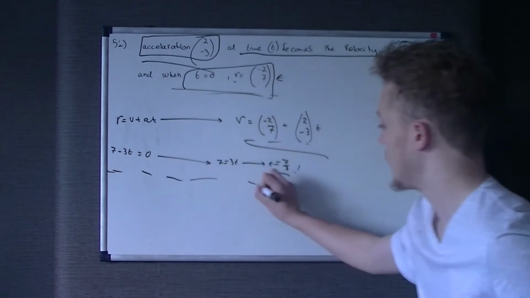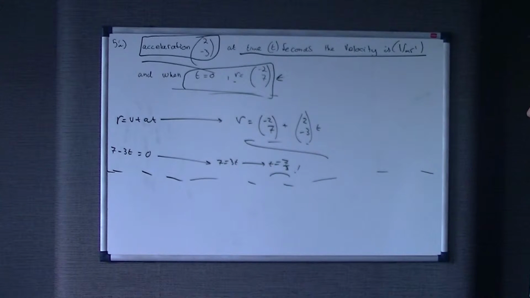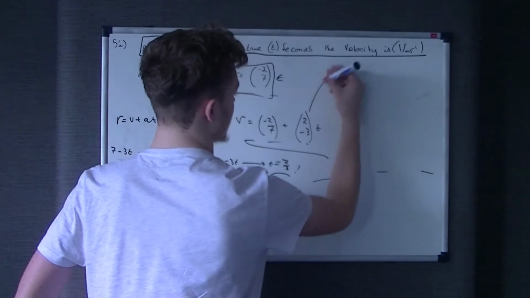Now, all of this was just for part A, so now we use this vector equation to help us work out part B. Part B says, find the speed of p when t is equal to 3. So what we do is use that vector equation and sub in t to be 3.